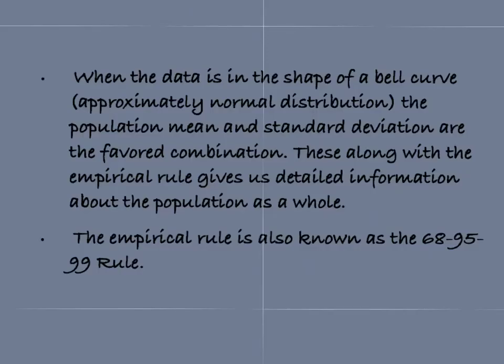When the data is in the shape of a bell curve, an approximately normal distribution, the population mean and standard deviation are the favored combination. These, along with the empirical rule, give us detailed information about the population as a whole. The empirical rule is also known as the 68-95-99 rule.